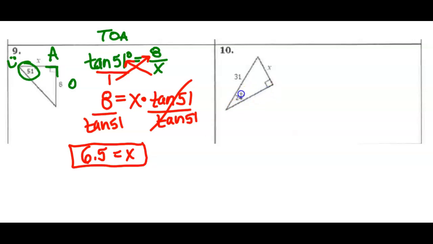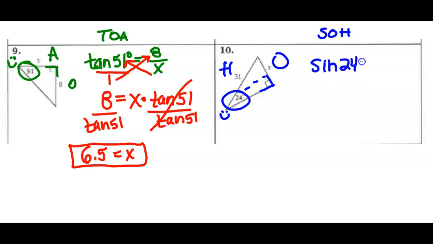All right, moving to number 10, we have an acute 24-degree angle here. The legs are here. I don't know anything about this one, but this one is all the way across the triangle, so this is opposite. This guy's across from the 90, so that's hypotenuse. Opposite and hypotenuse goes with sine, and it's O over H. So we have the sine of 24 equals opposite, which is X, over 31.